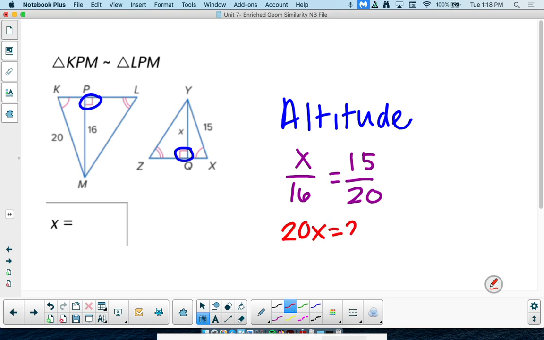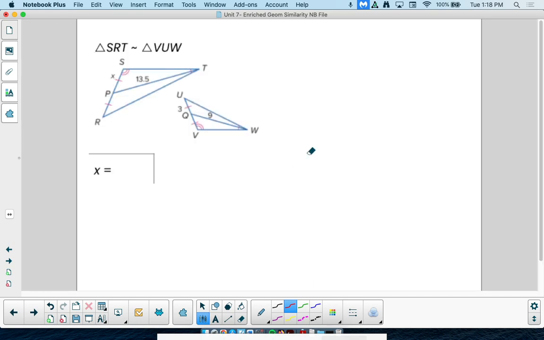Well, 8 times 10 is 80, it would be 24. Then you divide that by 2 times 20. All right, last one.